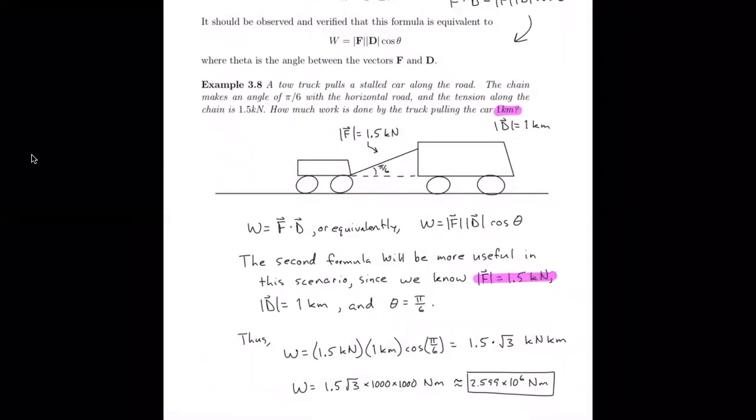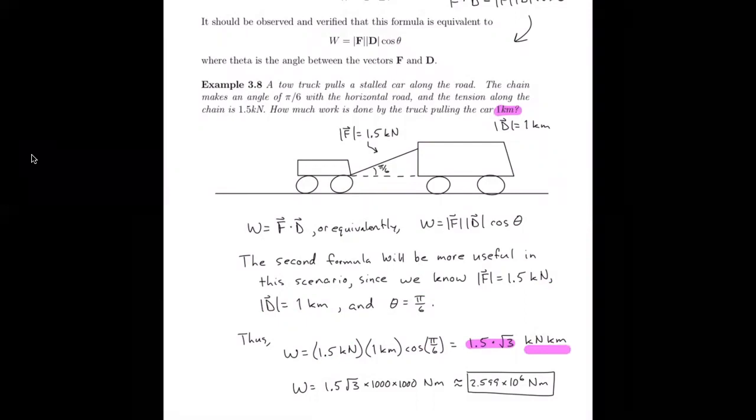We know these three values, and really this is just a matter of plugging things in. We'll do a little bit of adjustment because we want to make sure we end up in units that at least make sense or are familiar. And what do we have? Work is 1.5 kilonewtons, the force vector magnitude, times the distance vector magnitude times the cosine of the angle between them. What we end up with is a sort of odd unit here. We have 1.5 times √3 kilonewton kilometers.